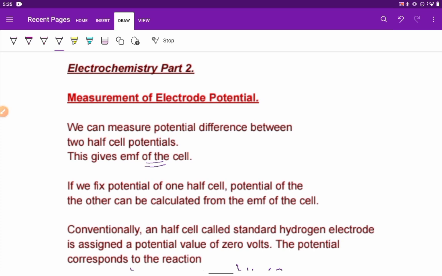Now EMF is given by the definition that EMF is the energy transfer to an electric circuit per unit of electric charge, measured in volts. So this gives us the meaning of EMF. Now if we fix the potential of one half cell, the potential of the other can be calculated from the EMF of the cell.